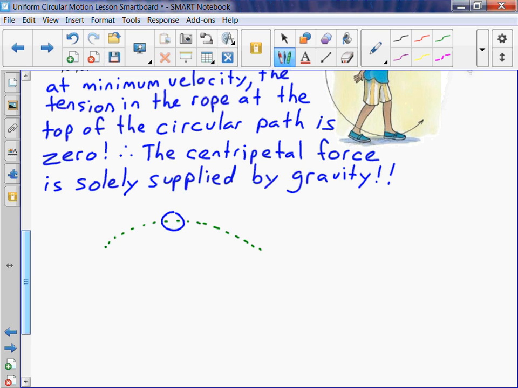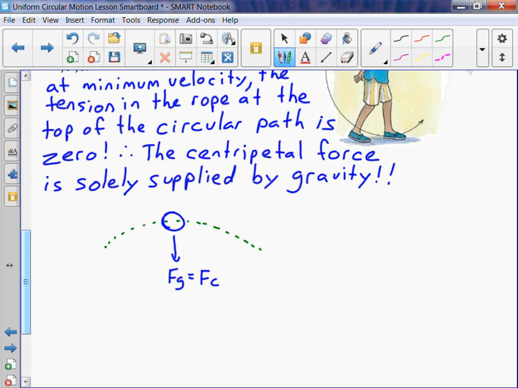So the centrifugal force is always less than it was before at full tension, right? You know how at the top of the circular path when the tension is 0, it's always like the centripetal force, that force supplied by gravity, is always less than the force carried inward when the tension is there.